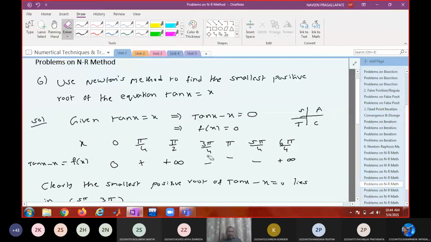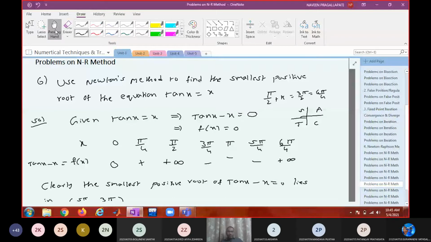When you keep on going, you will notice that all these values are negative. Pi by 2 is a point of discontinuity. Where is the next point of discontinuity? 6 pi by 4, because pi by 2 plus pi. You know, tan x is not continuous at all points of the form (2n plus 1) into pi by 2, right? So pi by 2 plus pi means 3 pi by 2, which is nothing but 6 pi by 4.